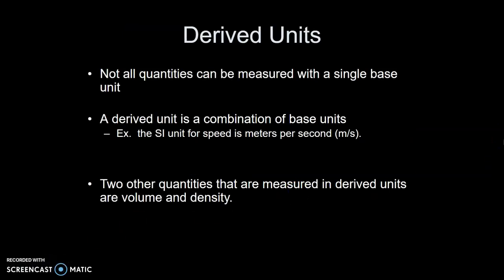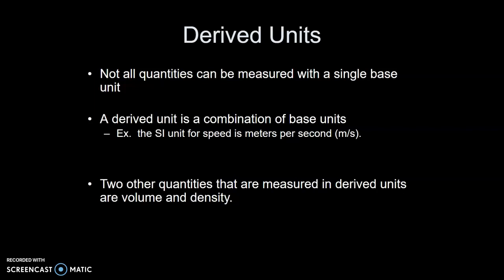The base units that we saw previously are just base standard units, but some quantities have to have something called a derived unit. A derived unit is just a combination of base units. For example, if we're measuring speed, that would be in meters per second. That's something you would deal with more in physics if you go on to physics. But meters per second is a derived unit.